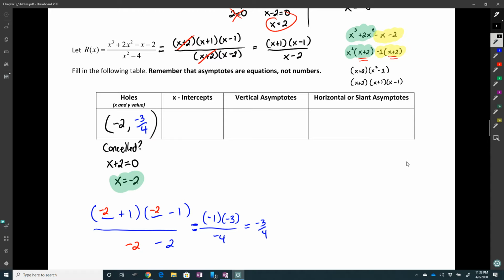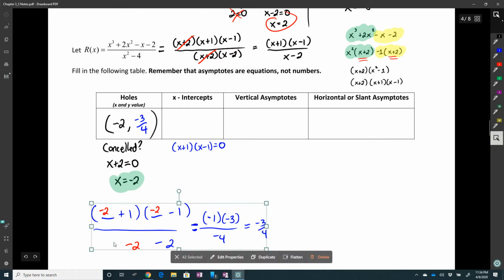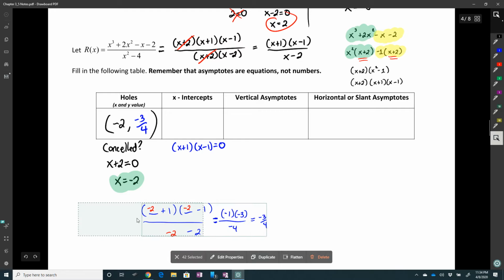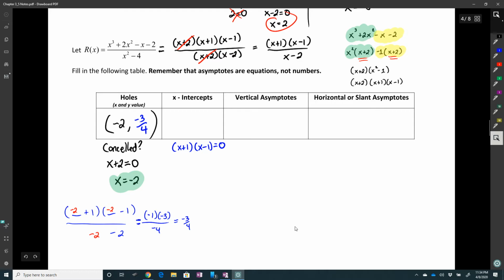All right, x-intercepts. X-intercepts are just numerator equals 0. So my numerator is just x plus 1, x minus 1 equals 0. And if you solve each of these, they're easy to solve. You get your two solutions, x equals -1 and x equals 1. So my x-intercepts are at -1, 0. Remember, the x-intercepts are points. And it's -1, 0 and 1, 0.